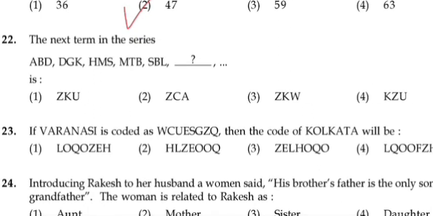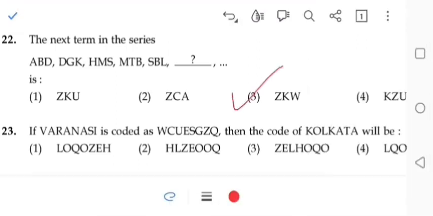22 says the next term in the series will be what? ABD, DGK, HMS, MTB, SBL, what? JKU, ZCA, JKW, KZU. 22. Number 3 will be correct. JKW.